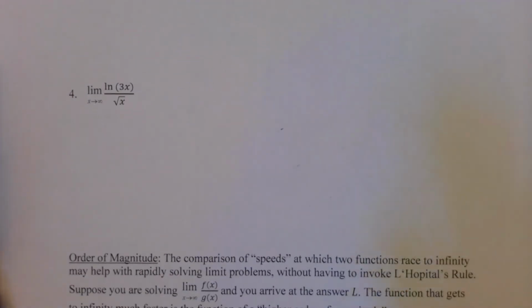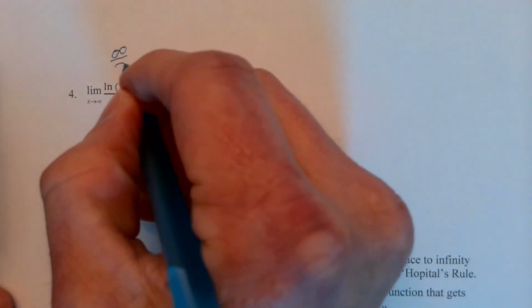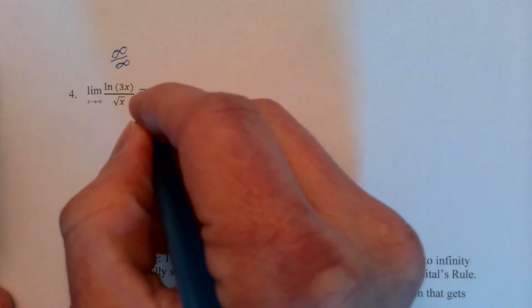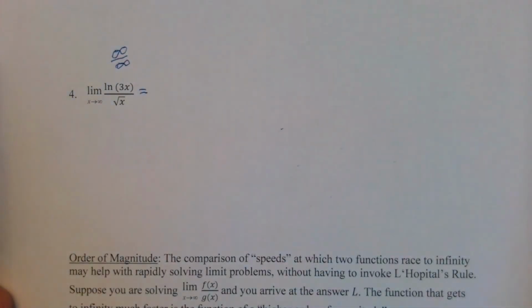Third problem. Natural log 3x over square root x. Take the limit as x goes to infinity of this ratio. Both of these go to infinity. They get there kind of slowly, though. But we have a L'Hopital form, so we're going to go ahead and apply derivatives again.